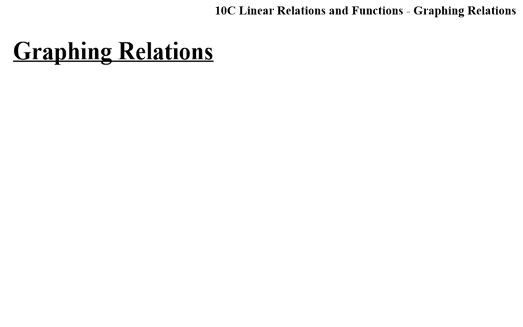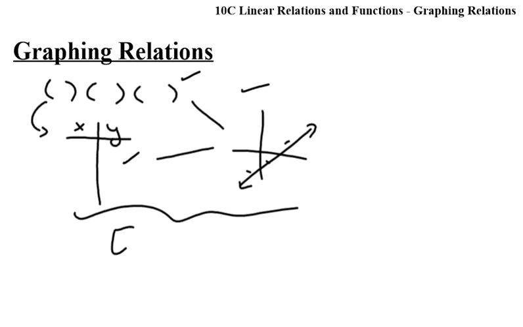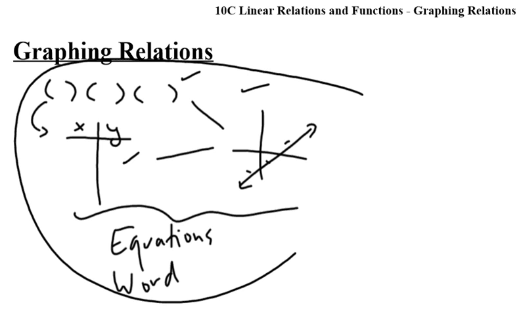In the first lesson of this chapter, we talked about how relations can be in all kinds of forms. We started with ordered pairs, and the ordered pairs lent itself to a table of values. Table of values and ordered pairs both allow us to graph something. And from graphing, or all of this, graphs, ordered pairs, table of values, this can all be described with equations or in word form. So this is the relation for linear relations.